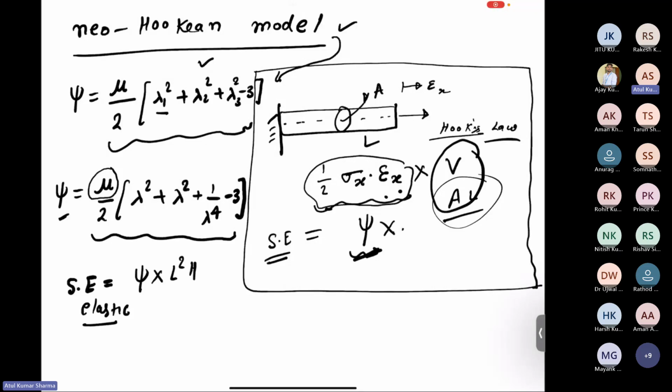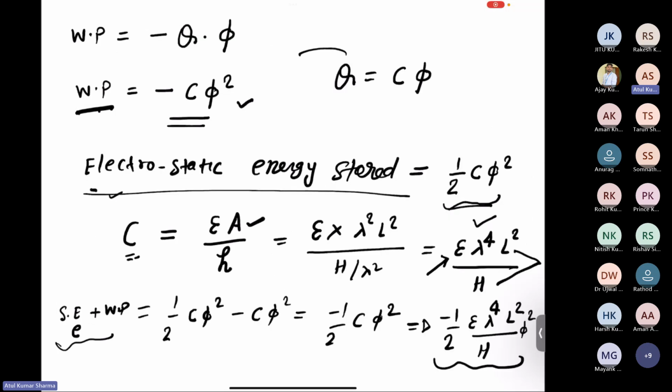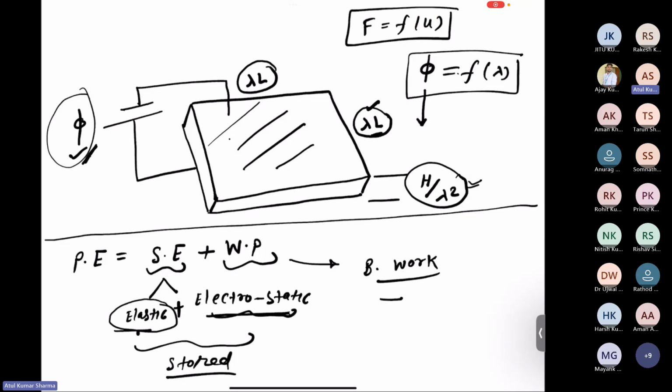Okay. And you know what your psi is. Psi is your mu by 2. So now all three components are known to you. For writing the total potential energy of the system, you have to know about the elastic part that we have written recently.